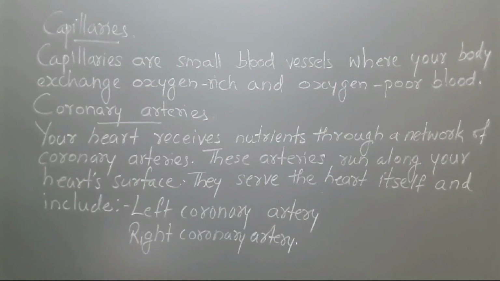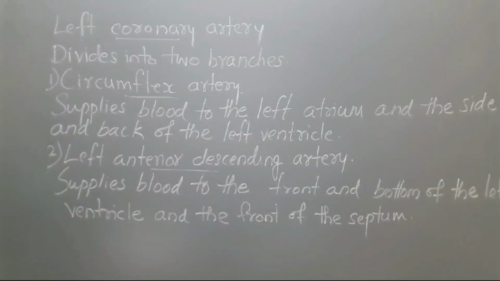Then comes how the heart receives nutrients. Your heart receives nutrients through a network of coronary arteries. These arteries run along your heart's surface. They serve the heart itself and include the left coronary artery and the right coronary artery. The left coronary artery again divides into two branches: number 1, the circumflex artery, and number 2, the left anterior descending artery.